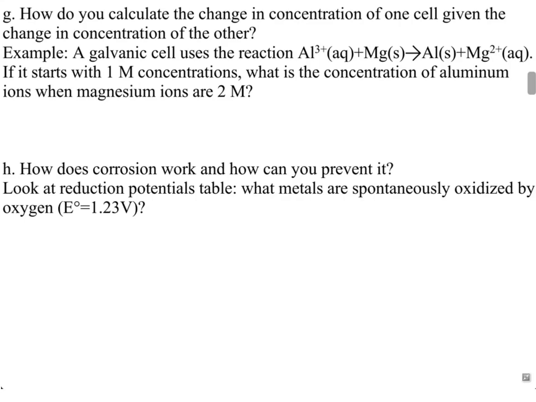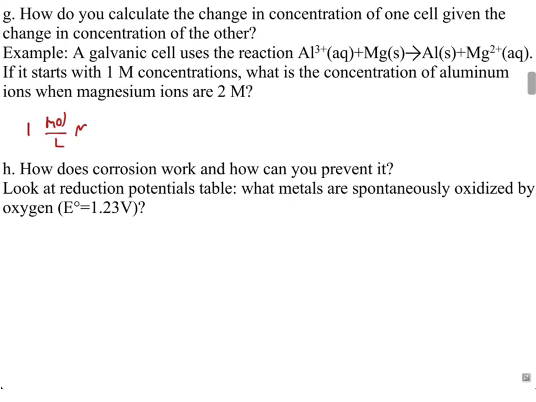Next objective. From a change in concentration of a galvanic cell, like as the battery runs, the concentration changes. How do you find the change in concentration of the other half reaction? For example, if we're doing that same reaction again, aluminum and magnesium, and if you start with 1 molar concentrations, what is the concentration of aluminum when magnesium is 2 molar? So it's actually just a mole ratio, but you've got to be careful with the balancing and careful with whether the change is the actual number or not. So this says it's 2, that's not the change. It's going from 1 to 2, so the change is only 1.